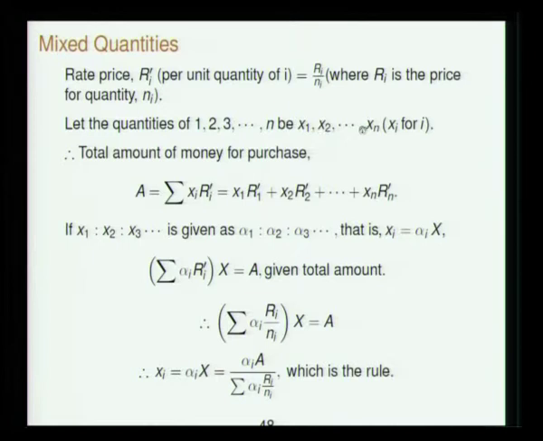So, the total amount for purchase is clearly the quantity of each multiplied by the rate price. So, this will be this. Now, suppose you are given the ratios of these quantities, x1 is to x2 etcetera is equal to alpha 1 is to alpha 2 etcetera. So, that is essentially xi is equal to alpha I into x, okay, one quantity is there. So, if you substitute this here, you get this. So, you get capital X to be this. So, x I is alpha I a by sigma alpha I r I by n a. Okay. So, you can directly work with r I by n a, you do not have to do the rate and do all these things.